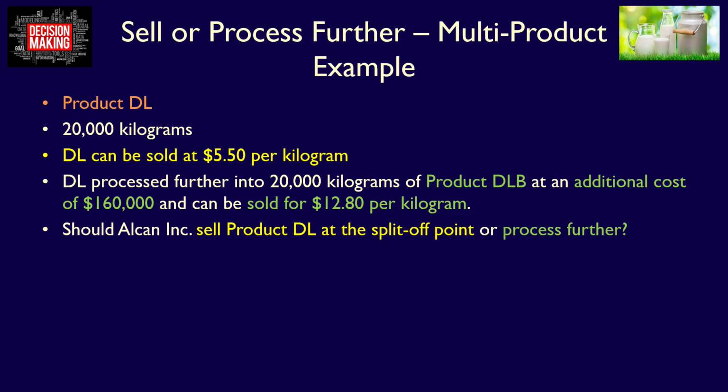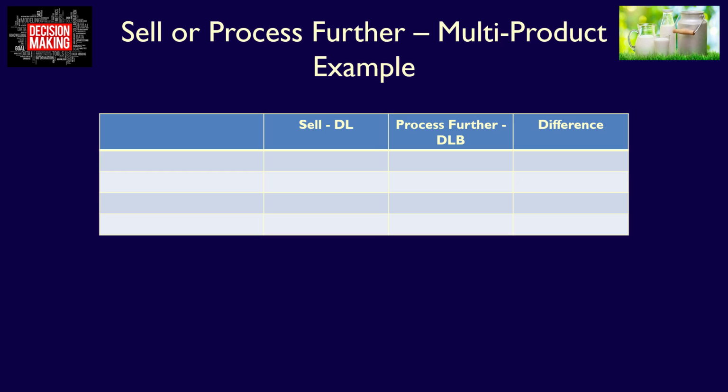We will first do the analysis on a per kilogram basis using a chart, with column 1 as the description, column 2 as the sell, column 3 as the process further, and column 4 as the difference between the two alternatives. We start with the sale per kilogram, $5.50 to sell, $12.80 for process further. $5.50 minus $12.80 is equal to negative $7.30 in the difference column.